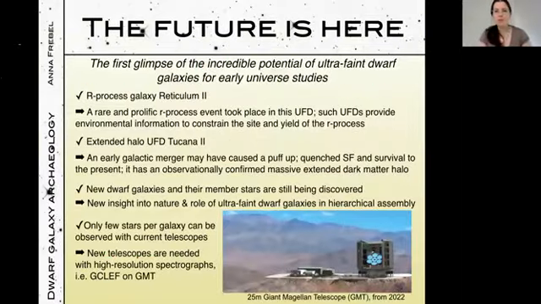That brings me to my summary. I think the future is here in the sense that the dwarf galaxies have really been proven over and over again to have enormous potential for studying the early universe. I told you a little bit about the R-process galaxy Reticulum and the very extended galaxy Tucana II. I hope that more dwarf galaxies will be discovered. I cannot believe that we found them all.